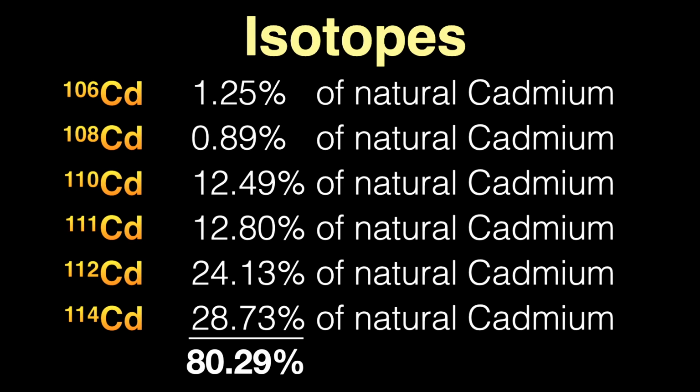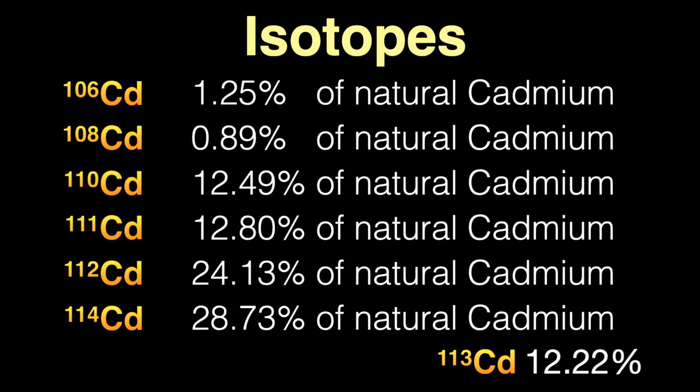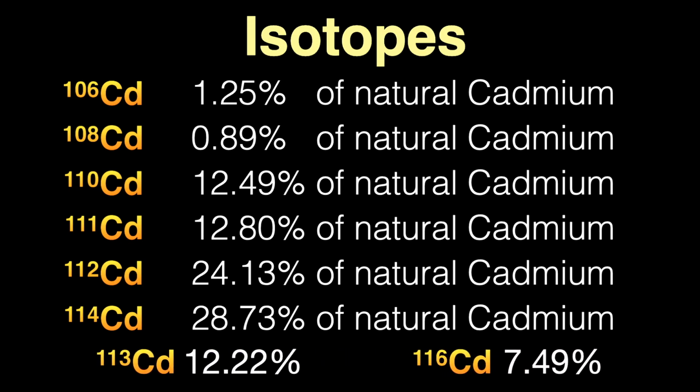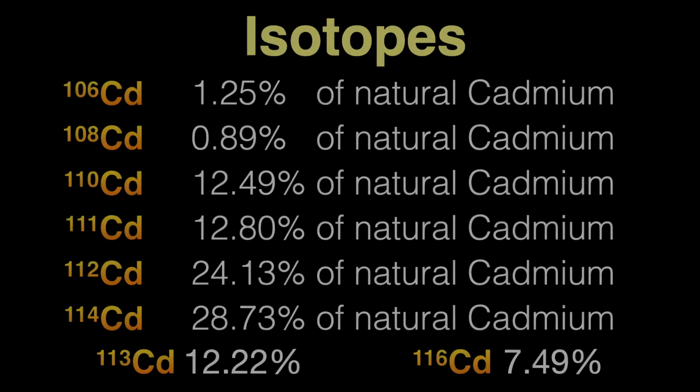The radioactive isotopes cadmium-113 and cadmium-116 account for the rest. We'll see why in the next slide. By the way, the word isotope comes from the Greek isos, meaning same, and topos, meaning place, since they all occupy the same place in the periodic table.